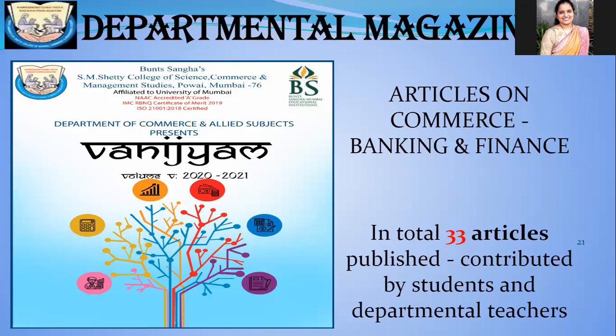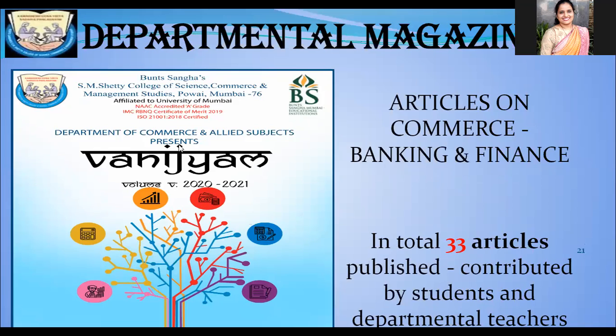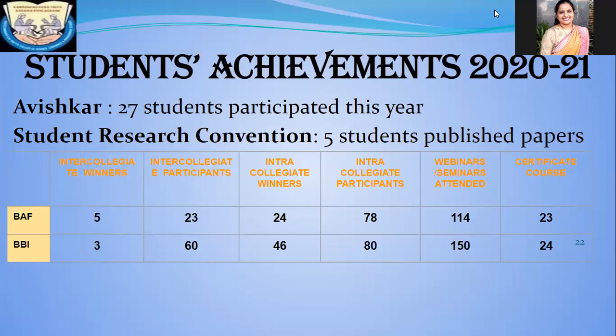Then next is our departmental magazine, students. At the departmental level, we have a magazine called Vanijyam. Every year we conduct an article writing competition, which may be in the month of September or October. The best articles by students will be published in the department magazine, and a certificate will also be issued to the participants. So this is also one of the initiatives of the department to encourage the students.